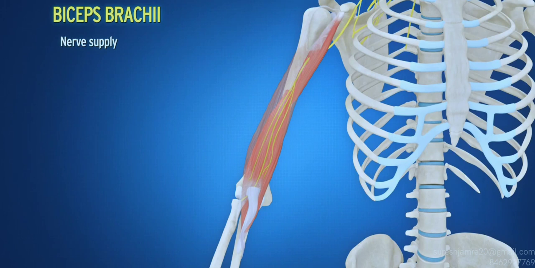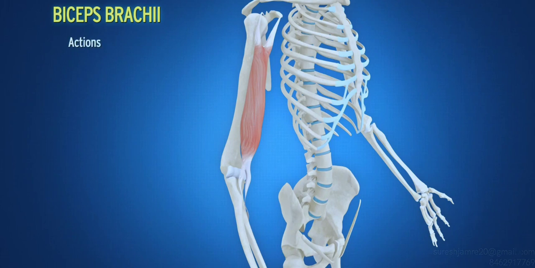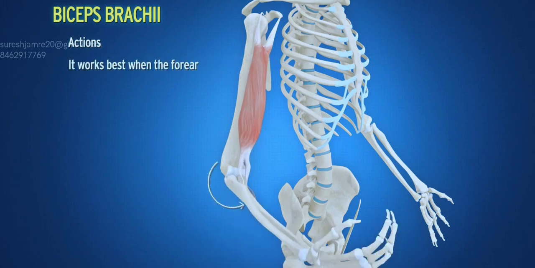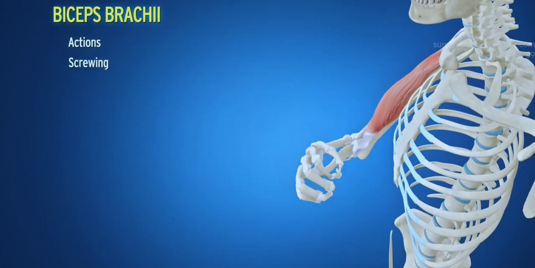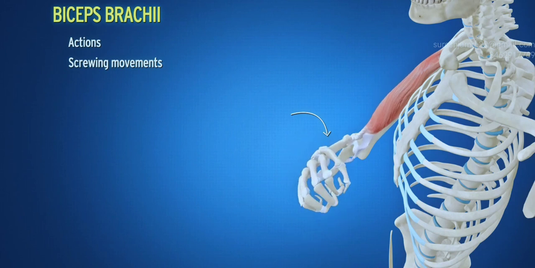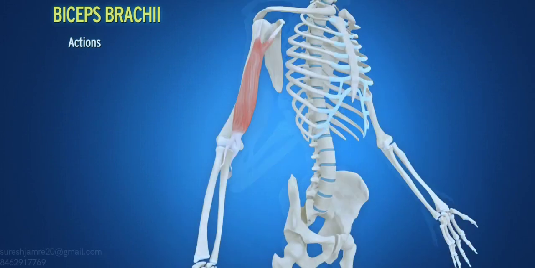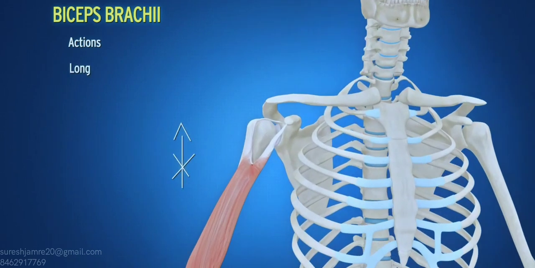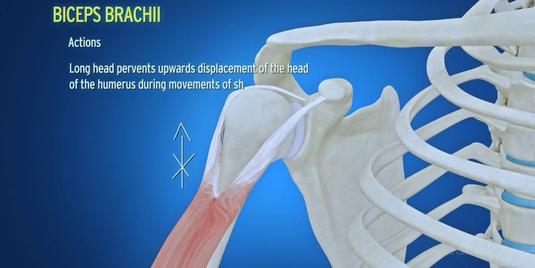Nerve supply. Musculocutaneous nerve. Actions. It is a powerful supinator muscle of the forearm. It works best when the forearm is flexed. Screwing movements are done by this muscle. It flexes the elbow. The short head flexes the shoulder joint. Long head prevents upwards displacement of the head of the humerus during movements of shoulder joint.